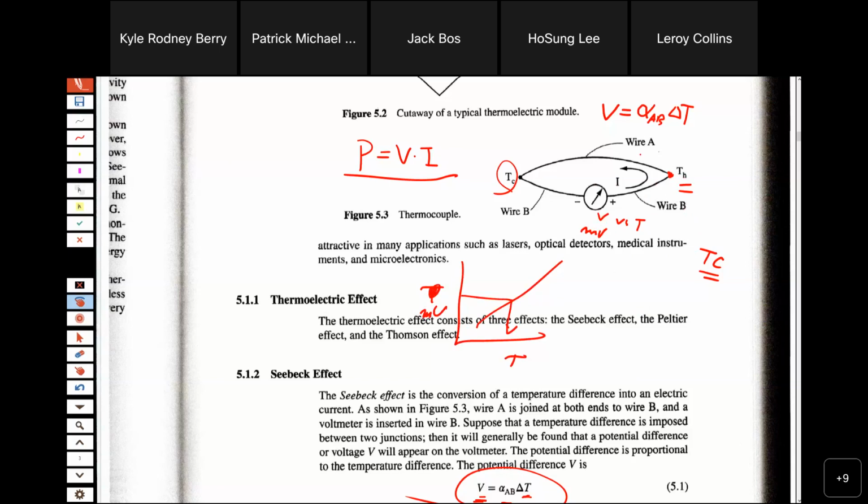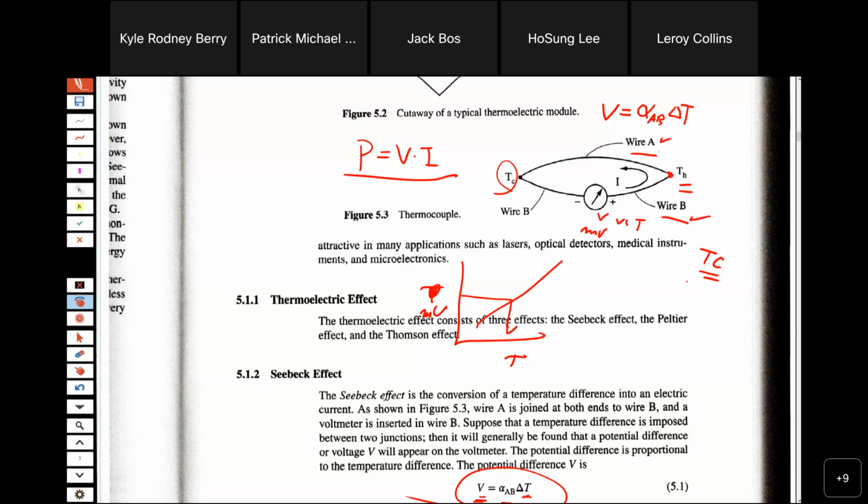But A, B must be different. So if you look at a thermocouple, one material A is something, the other B is something. Well, they can choose a good material.